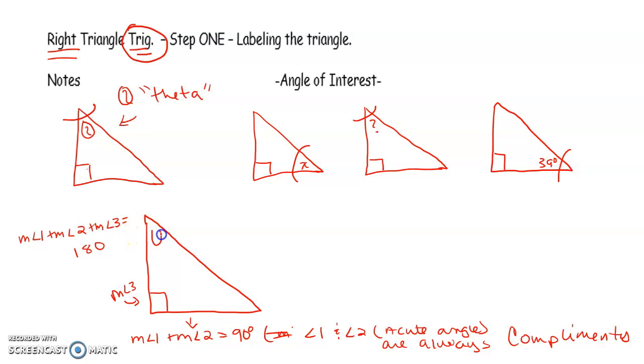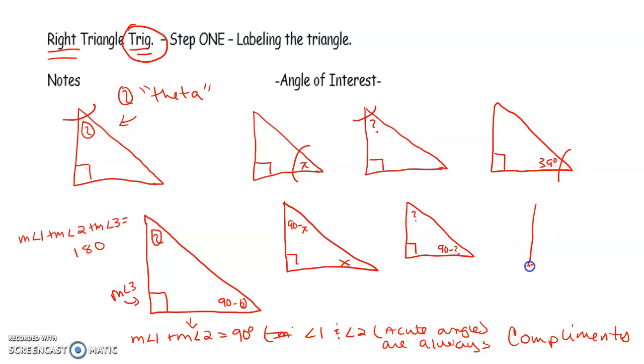So if this is theta, or our angle of interest, then this one's going to be 90 minus theta. If this is x, this is 90 minus x. If I've got a question mark here, this one is 90 minus my question mark. And if this is 39 degrees, then this one is 90 minus 39.